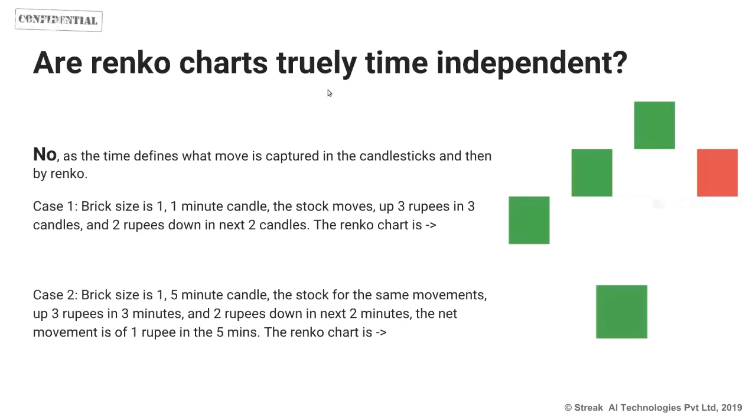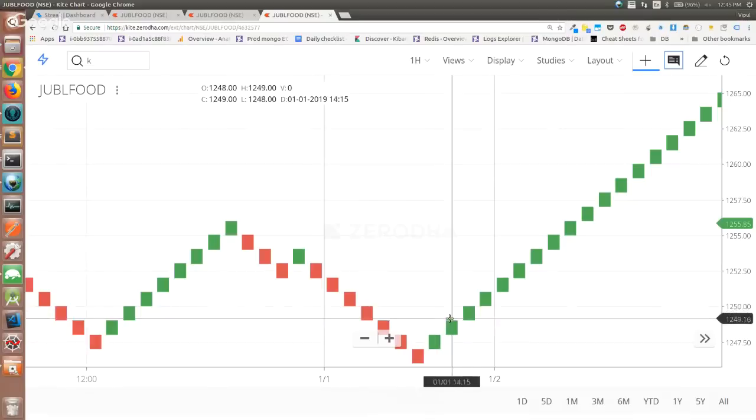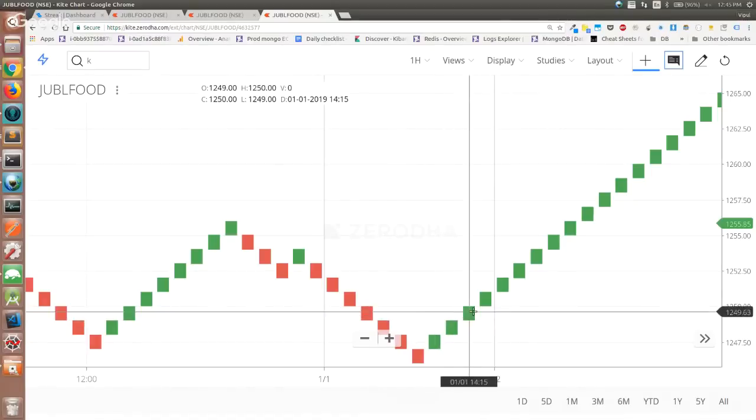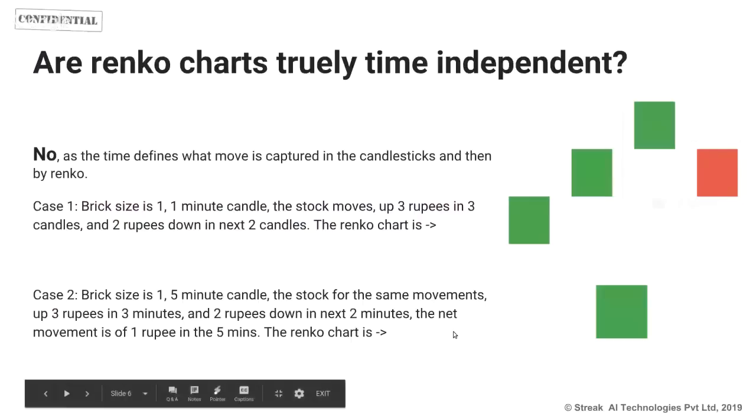People say it's not required to have a fixed time for a Renko to form, which in some ways is correct, but not entirely, right? So a Renko gets formed irrespective of the candle interval once a price movement has happened, correct? Now that everybody is clear here, is the tricky part, right? Let's consider this case which has been mentioned in the slide.